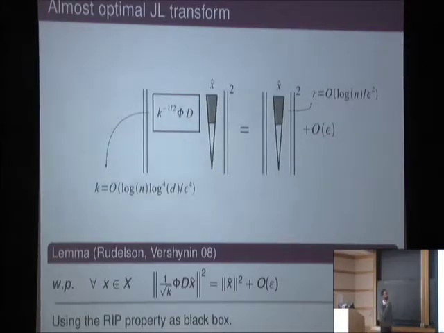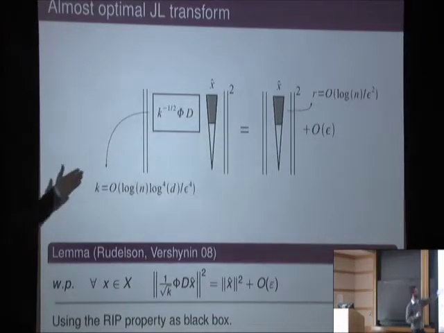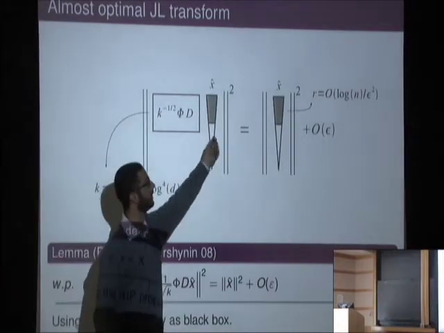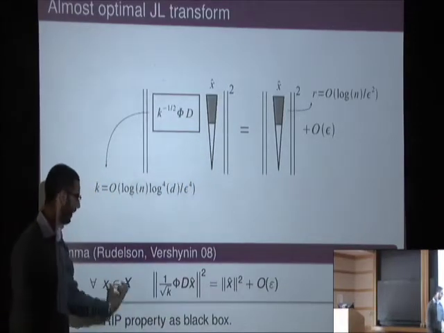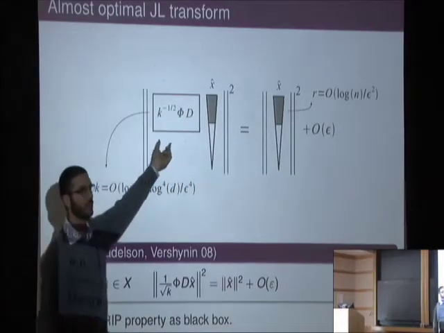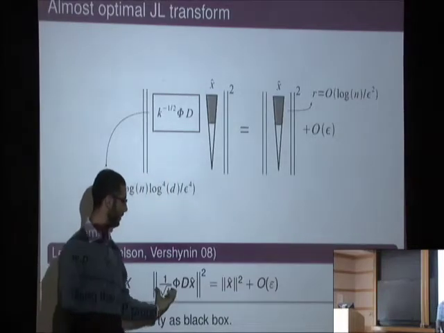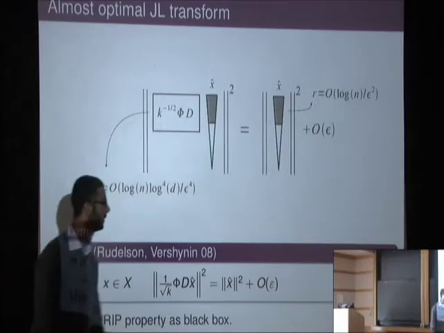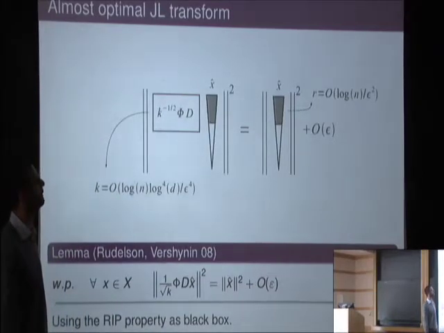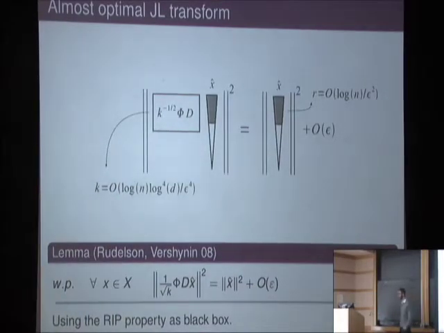So let's go step by step. Well, if we look at the x high distortion, then we just get, by the RIP property of the matrix phi, x high squared and some additive epsilon distortion. So this was free. This was out of the box, just using Rudelson and Vershynin's theorem.